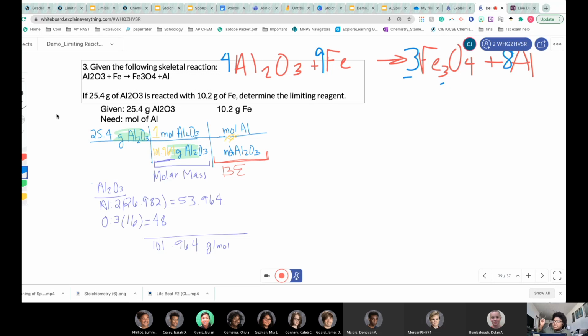Okay. Moles over moles. How many moles of aluminum are in my balanced equation? So I'm going to look at the coefficient right here, right? Look at that coefficient to figure out what goes here. And I have an 8 there. So we're going to have an 8 there. How many moles for Al2O3? 4. Good.